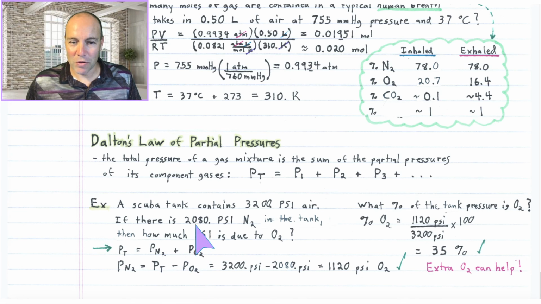So you take the total pressure and you subtract PN2. 3,200 minus 2,080 is 1,120. And that would be the pressure due to the oxygen.